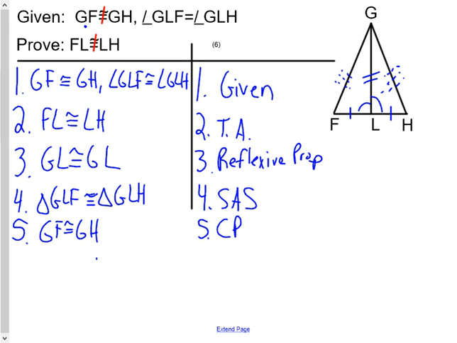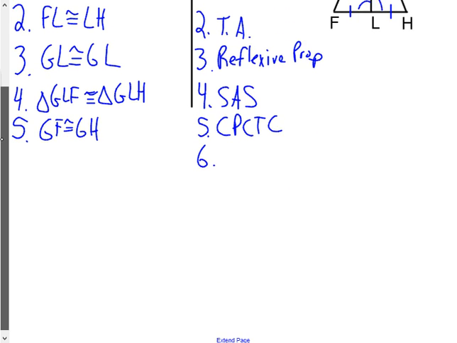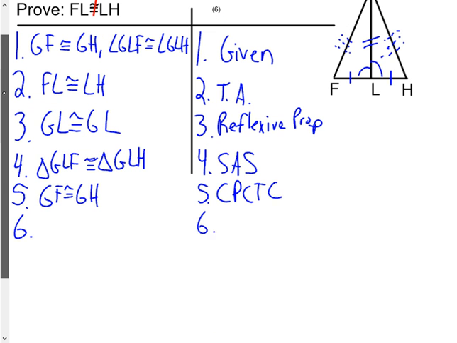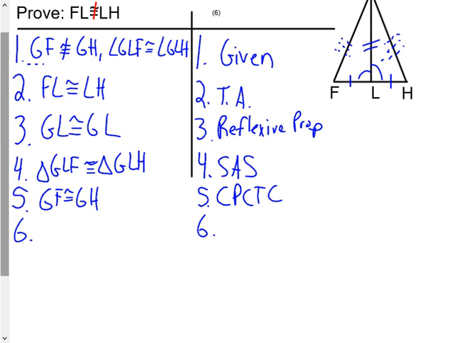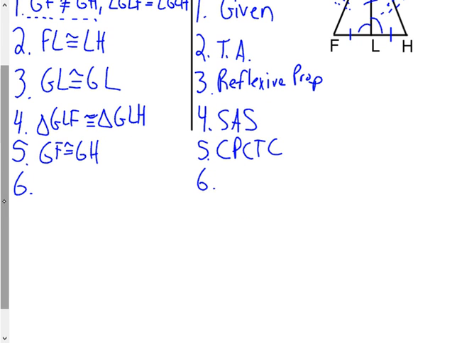And there's our contradiction, right? So if our proof was false, we'd find out that our given would have to be false, because then that would be false. That's my not equal sign up there. And so there's our contradiction, and you always restate the proof. So the proof is FL not congruent to LH. Continuing on.